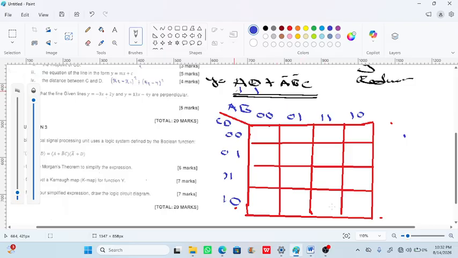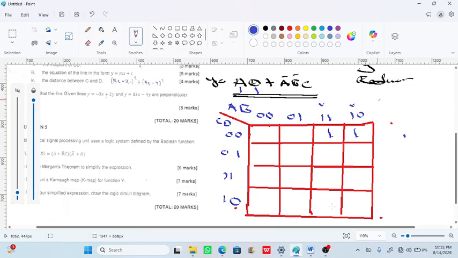So where A is 1, we have AB. Here A is 0. Here A is 0, but B is 1. Here A is 1, and here A is also 1. This is where we are going to put the ones in our boxes: 1 from this point and 1 from this point.